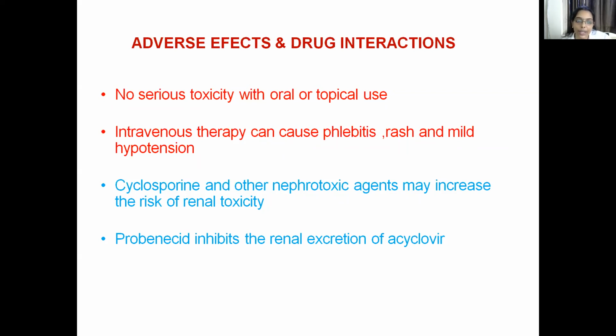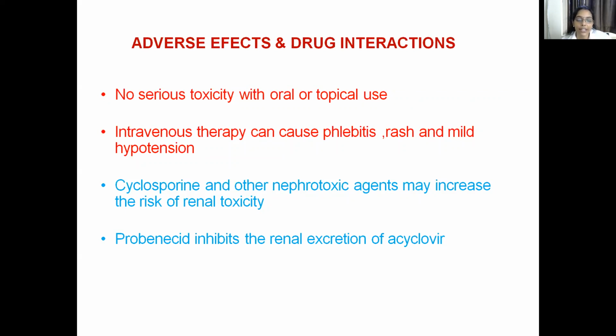Then intravenous therapy can cause phlebitis, rash and mild hypotension. Then drug interactions: cyclosporin is an immunosuppressant drug. It causes nephrotoxicity. So cyclosporin, and there are other certain nephrotoxic agents like aminoglycosides, may increase the risk of renal toxicity when co-administered with acyclovir.